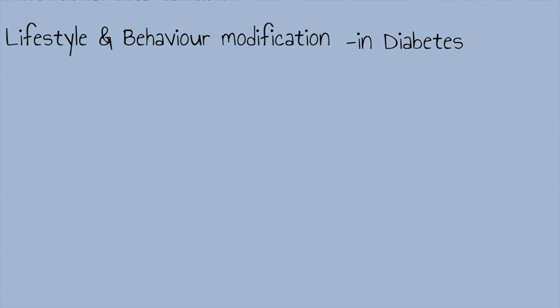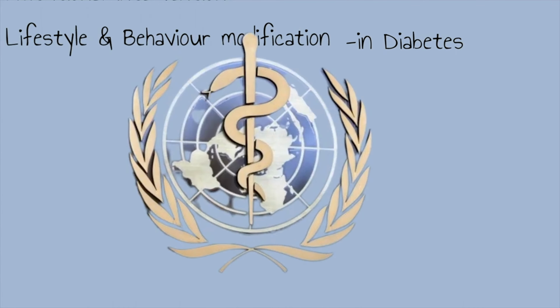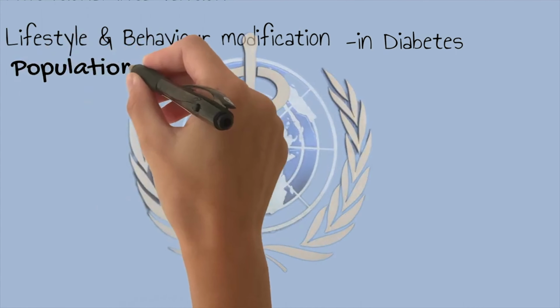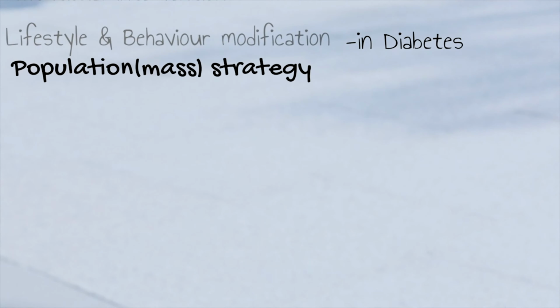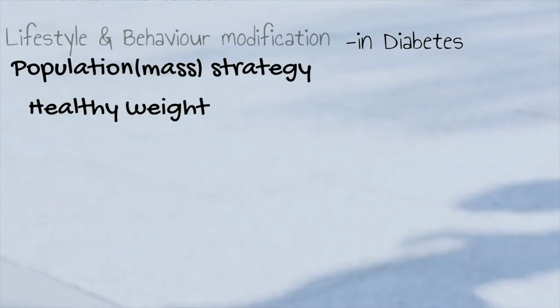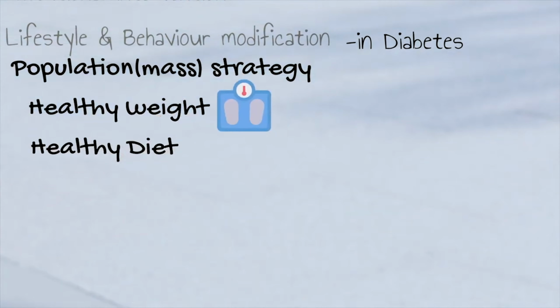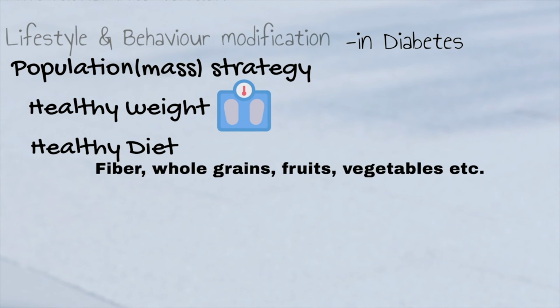The World Health Organization has recommended two approaches. One is the population mass strategy and the other one is the high risk strategy. In the population strategy at a mass level, we encourage people to adopt healthy lifestyles which include maintaining a healthy weight, eating a healthy diet, a diet that is high in fiber, whole grains, fruit, vegetables, lean proteins and healthy fats, which can help in preventing diabetes. Avoiding processed and sugary foods and drinks can also reduce the risk of diabetes.